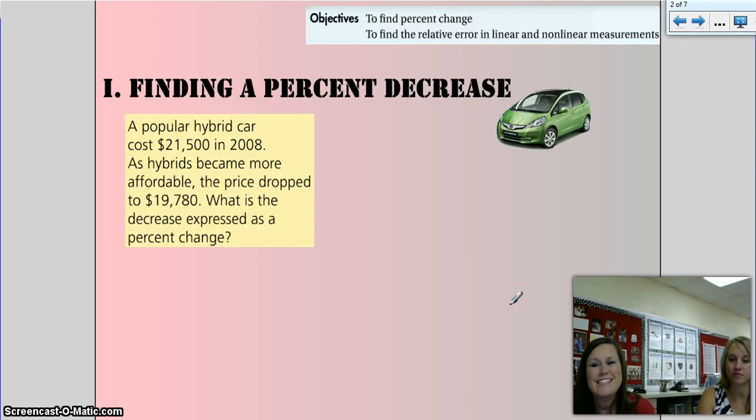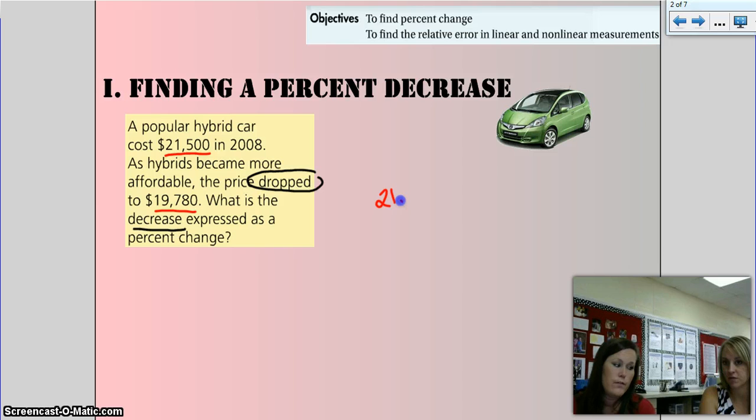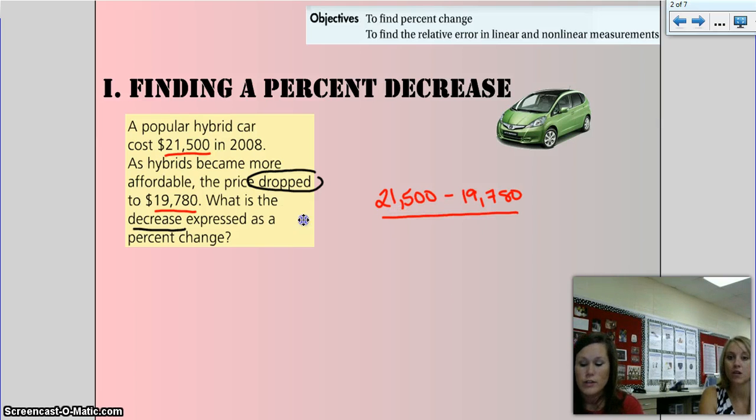Finding percent decrease. A popular hybrid car cost $21,500 in 2008. As hybrids became more affordable, the price dropped to $19,780. What is the decrease expressed as a percent? Again, difference divided by original. So find the difference between the two. Take the bigger number: 21,500 minus 19,780, divided by the original. The original cost was the very first cost we had, in 2008.